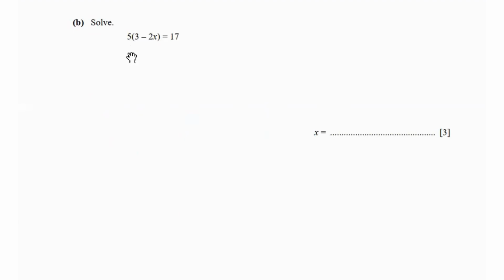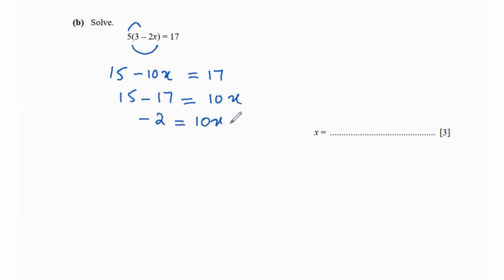Then it says solve 5 brackets 3 minus 2x equals to 17. So first step is to expand the bracket. 15 minus 10x equals to 17. 15 minus 17 equals to 10x. Negative 2 equals to 10x. Negative 2 divided by 10 is x, which is going to be negative 1 over 5.